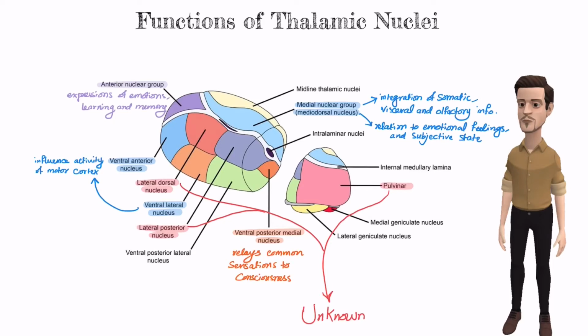The next one is the ventral posterior lateral nucleus, which receives fibers from the medial and spinal lemnisci, and sends fibers to the primary somatic sensory cortex. Its function is to relay common sensations to consciousness.